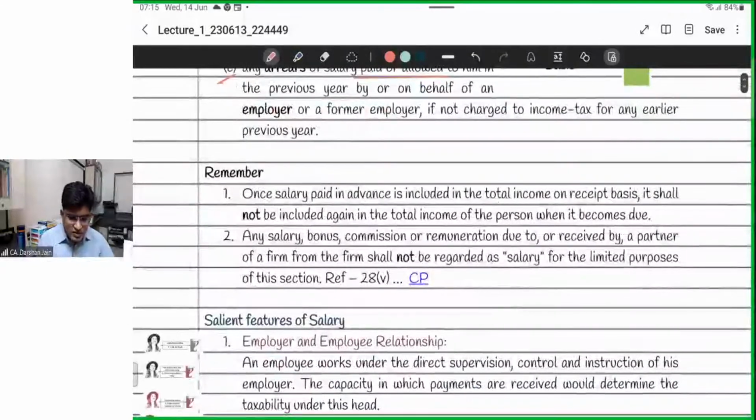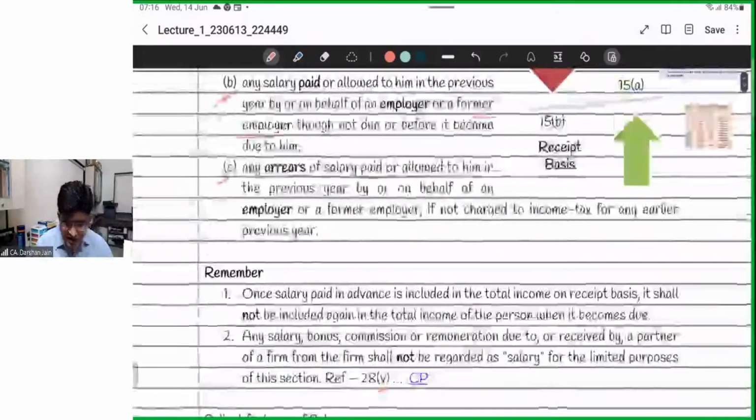Then remember one thing though, any salary, bonus, commission received by a partner. Now a partner receiving salary would not be taxed under this head, because there is no employer-employee relationship between a partner and a partnership firm, and therefore it is specifically taxed under section 28. Under section 28(v) of the Act, it is clarified under this charging provision as well, that salary given to a partner would not be taxable under this head.